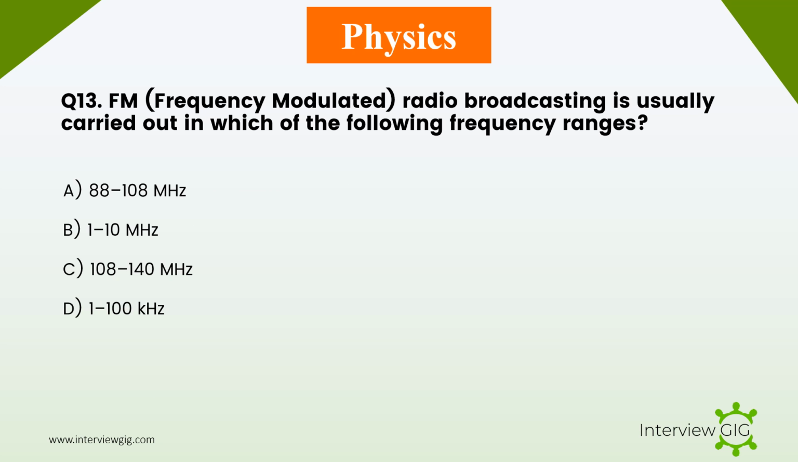Next question. FM radio broadcasting is usually carried out in which of the following frequency ranges? Options. A. 88 to 108 MHz. B. 110 MHz. C. 16 MHz. D. 100 kHz. Answer A. 88 to 108 MHz.